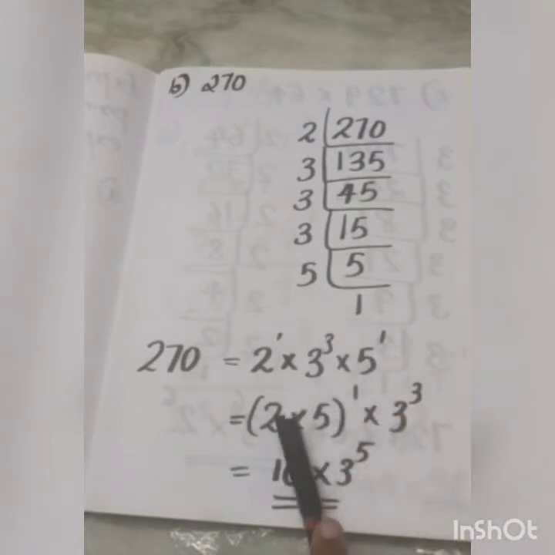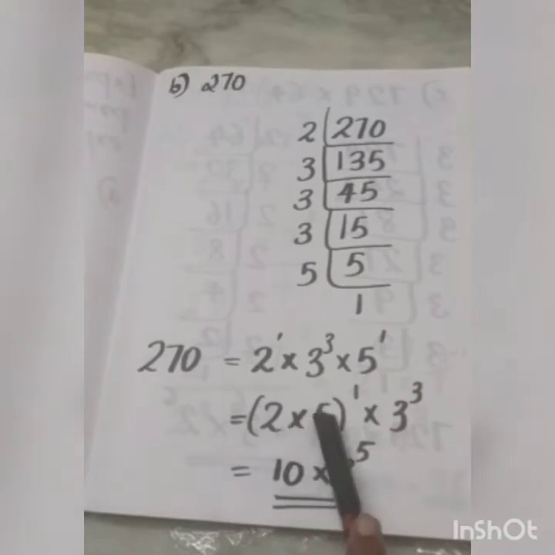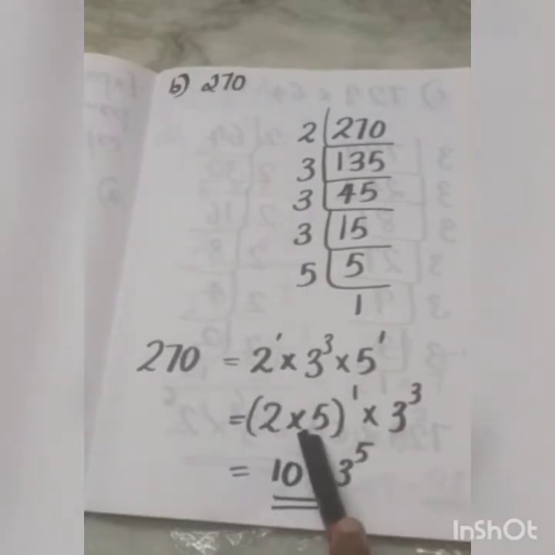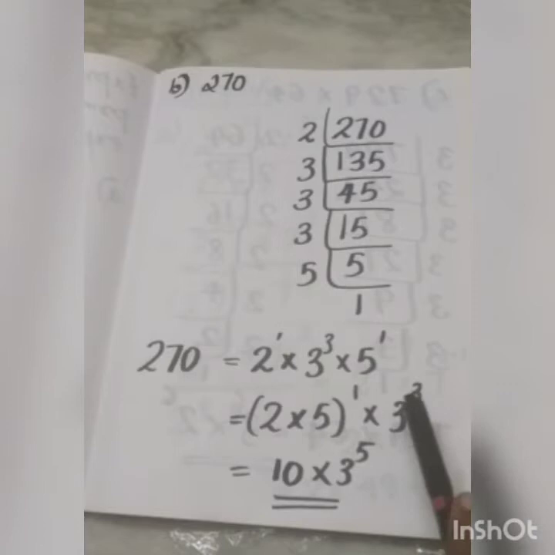Now here we can apply the law of multiplying with same exponents. So that means 2 and 5 have the same exponents here. So I grouped them first: 2 into 5. What is its power? Raised to 1. So I gave whole brackets because its power is the same. Now 3, its power is 3 itself. So I wrote it differently, 3 cube.